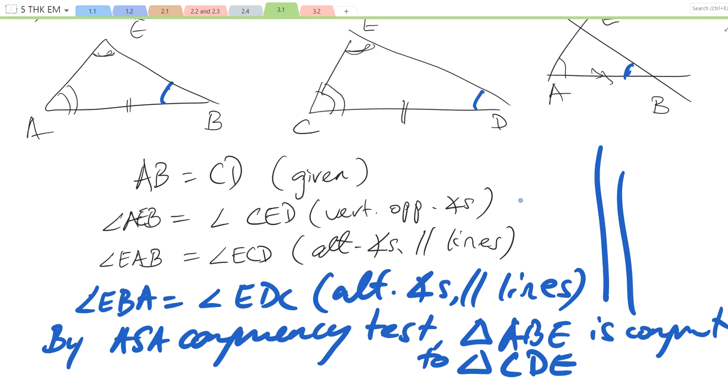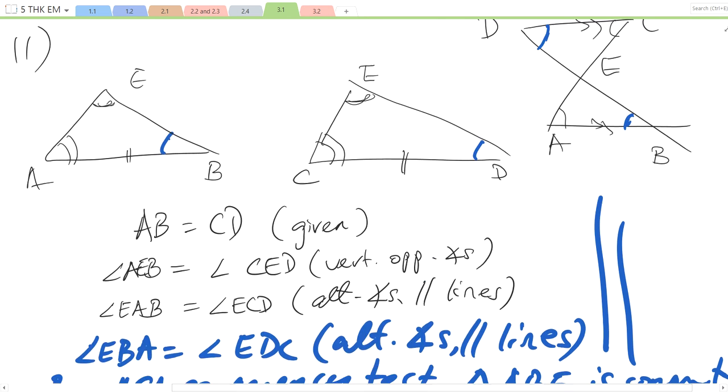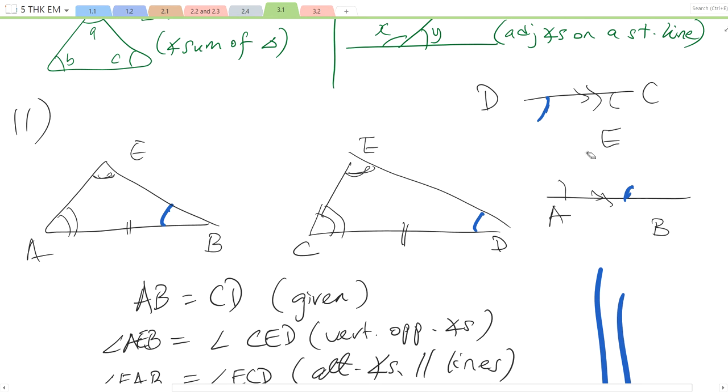Now in part B, they want you to show that E is the midpoint of AC. How do we prove that this point over here is the midpoint? If they tell you it is the midpoint, what are they trying to tell you about AE and EC? They are the same length. They want you to show that these two have the same length.